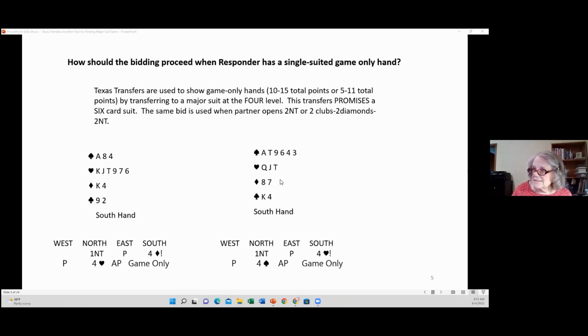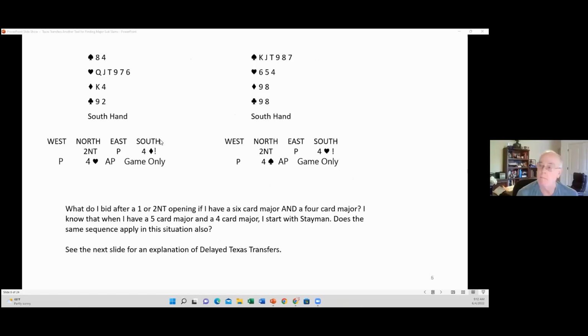Notice neither one of these hands has any interest in anything other than game. This is the way that the responder, in this case South, shows that. Susan, yes, a question from Pat and one from Scott and Rhonda. All righty. Go right ahead, Pat.